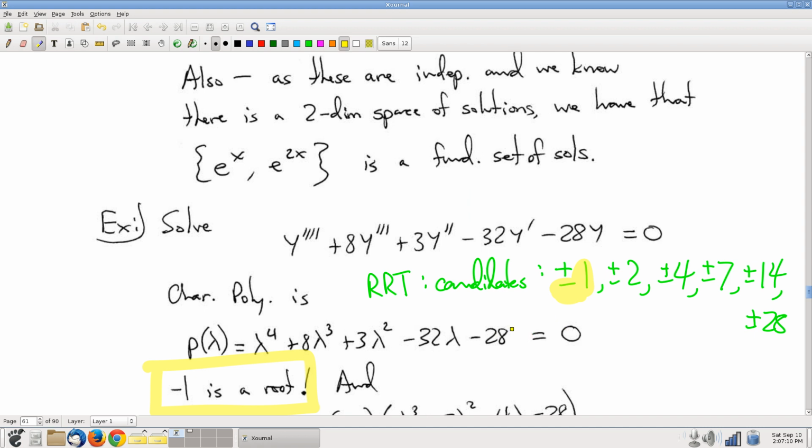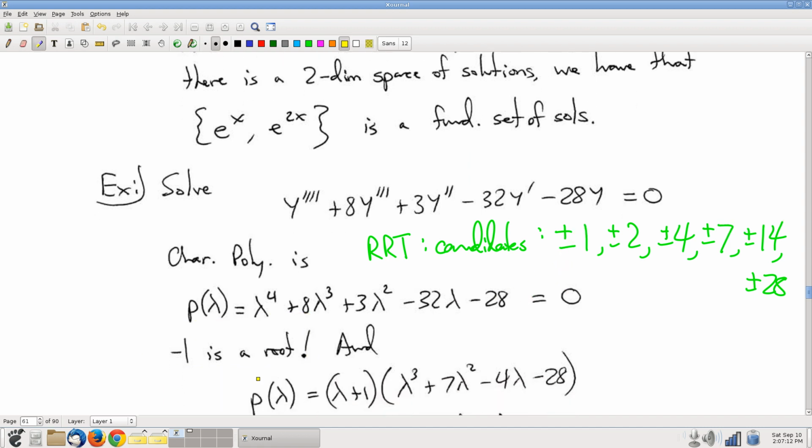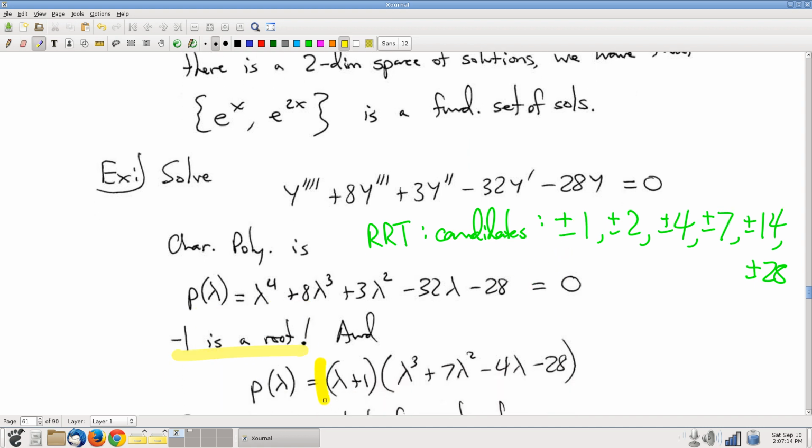Having found a root, we can divide. This being a root, we know that's a factor. We can then do long division. Long divide that into there. The quotient becomes this. And now we can focus our attention on this cubic. I no longer have to deal with the quartic. I can just look at the cubic.